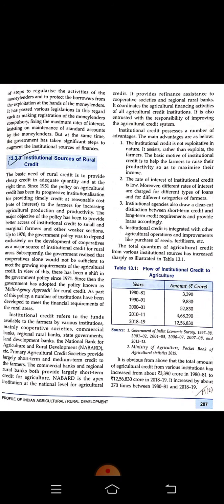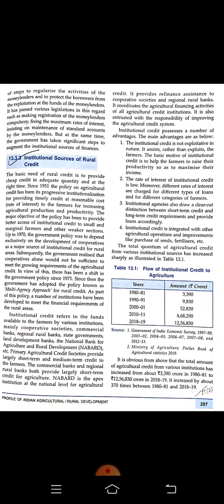Institutional credit refers to the funds available to the farmers from various institutions, mainly cooperative societies, commercial banks, regional rural banks, state governments, land development banks, and above all, at the apex level, the top institution in India, NABARD, the National Bank for Agriculture and Rural Development. They provide loans largely for the short term and medium term. Long-term loans are also provided.